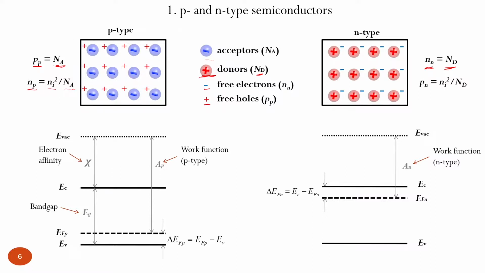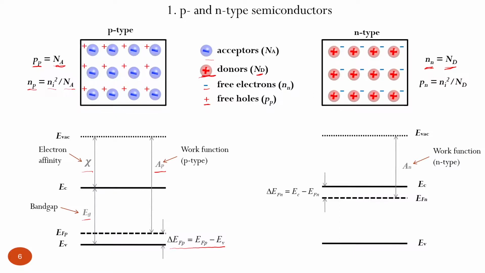Here in the bottom part of the slide you can see a band diagram of these semiconductors before we put them together. So what do we have here? We have electron affinity, band gap, work function, the distance from the Fermi energy level to vacuum level, and also we can define the depth of the Fermi energy level location. So this is for p-type semiconductor.